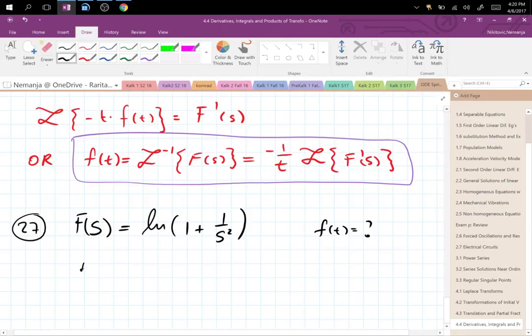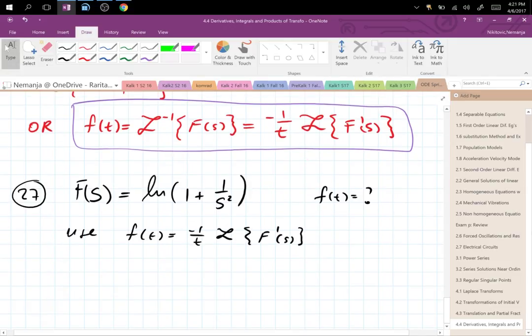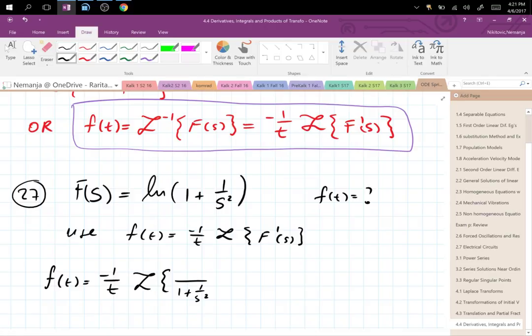So use that f of t is equal to negative 1 over t times the inverse Laplace of F prime of s. So the answer, f of t, that I'm looking for is negative 1 over t times the inverse Laplace transform of the derivative of this. We know the derivative is 1 over (1 plus 1 over s squared) times the derivative of the inside. And the derivative of it is what? Negative 2 over s cubed.